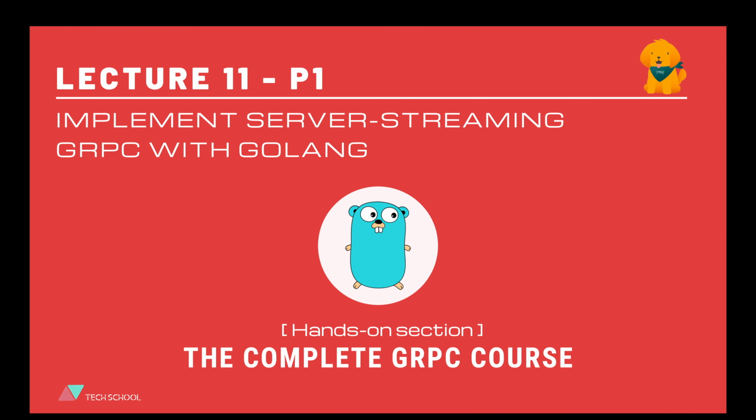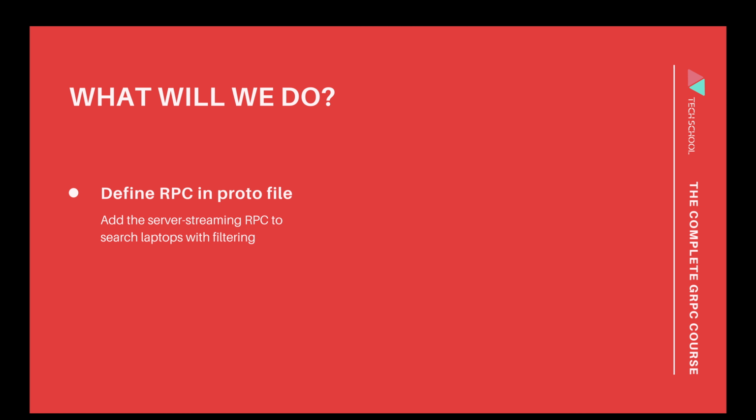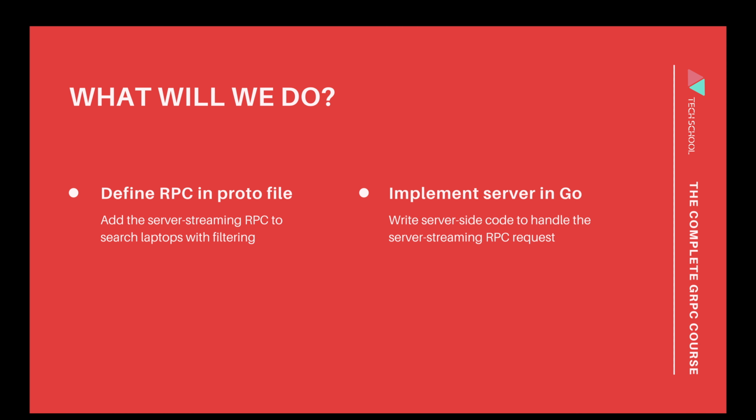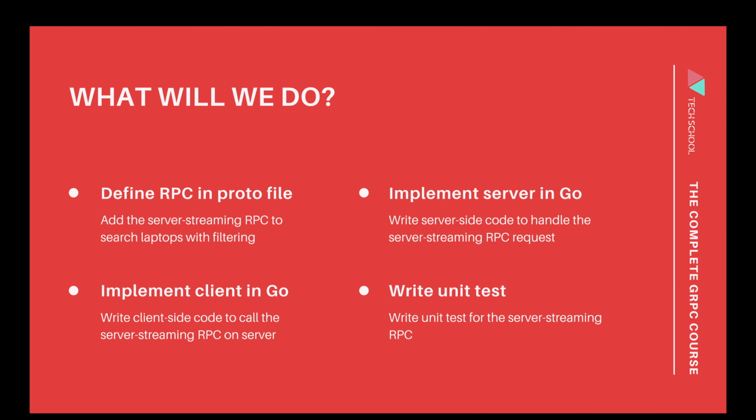Hi everyone. Today we will learn how to implement the server streaming RPC in Go. First, we will define a new RPC in the proto file to search for laptops with some specific requirements. Then we will implement the server, the client, and write unit tests for that RPC.